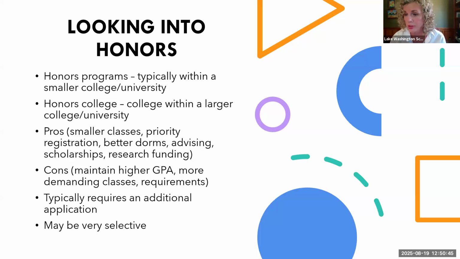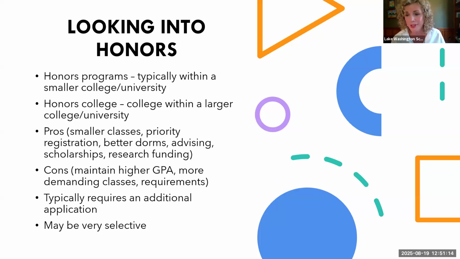Honors colleges, Arizona State University has a wonderful honors college called Barrett Honors College. It's 9,000 students within the huge university. There's a lot of benefits. Washington State University has an excellent honors program. There's a lot of pros. You can have smaller classes. You might get priority registration. You might have nicer dorms, advising, scholarships, research funding.